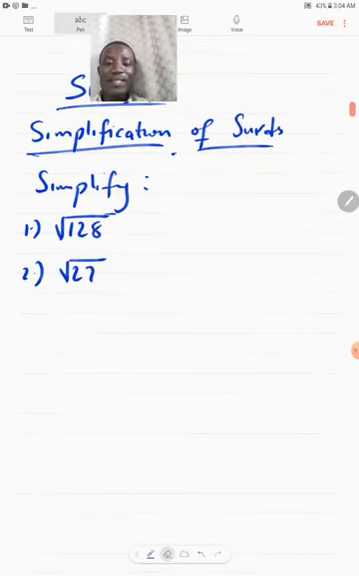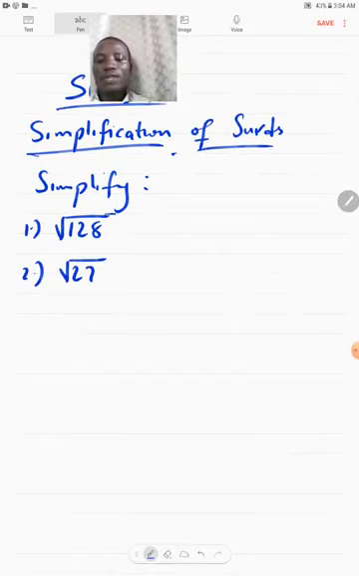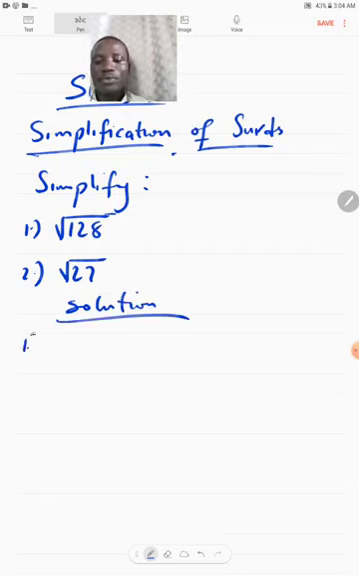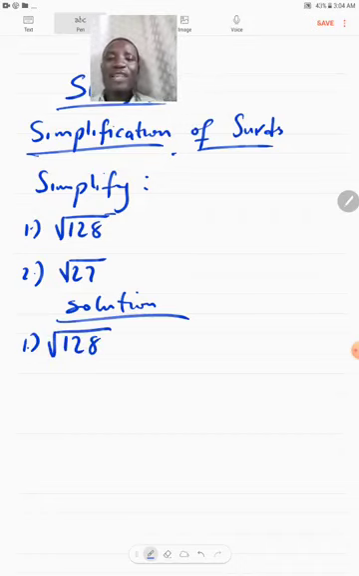Let's practicalize this. All right. Solution. Root 128. Now, try to start with your prime numbers first. What is the smallest prime number? That is 2. When you have tried 2, try 3. When you have tried 3, it does not work. The next prime number is 5. When you have tried 5 and it does not work, the next prime number is 7, and so on and so forth. Try to work in that stead.